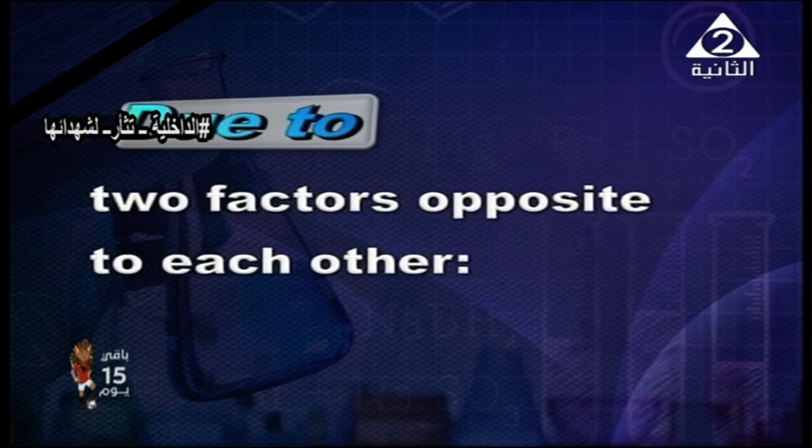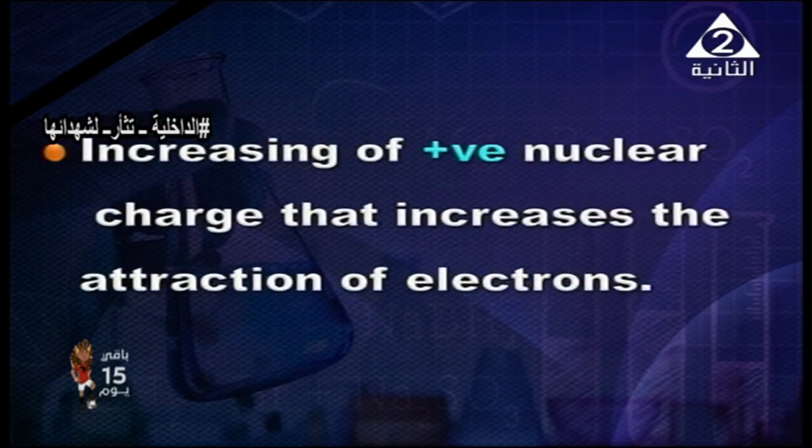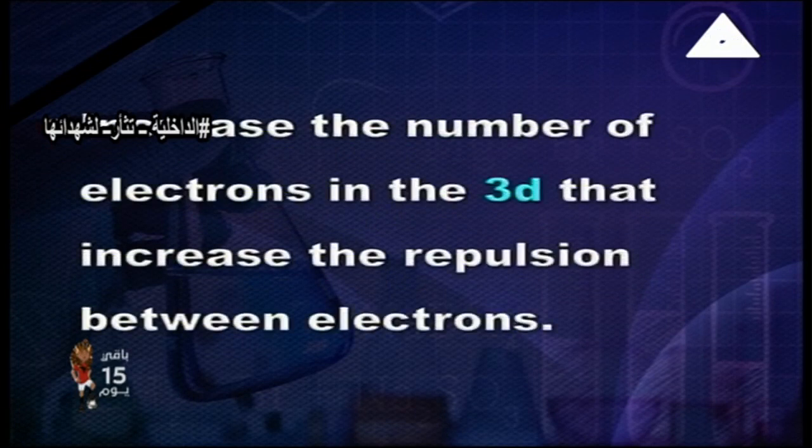This is due to two factors that oppose each other. Increasing positive nuclear charge increases the attraction force of electrons, while increasing the number of electrons in the 3d sublevel increases the repulsion force between the electrons.